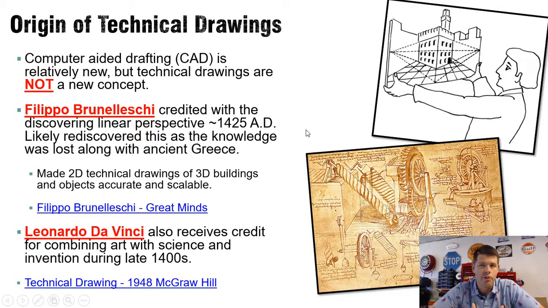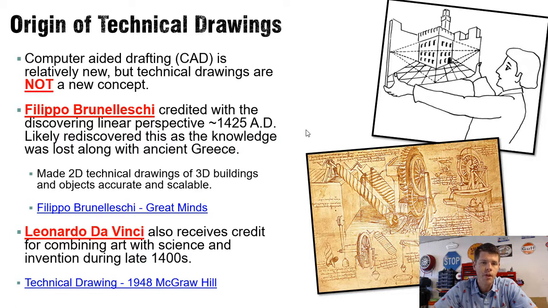So where did this come from, this idea of technical drawings? At some point somebody had to be the first person to realize, hey, let's put this down on paper and share it, right? So we don't know exactly who did it, but there are a few people that are very important in this idea of documenting things on paper from either an architectural or a mechanical standpoint. One guy that gets probably the most credit is Filippo Brunelleschi.